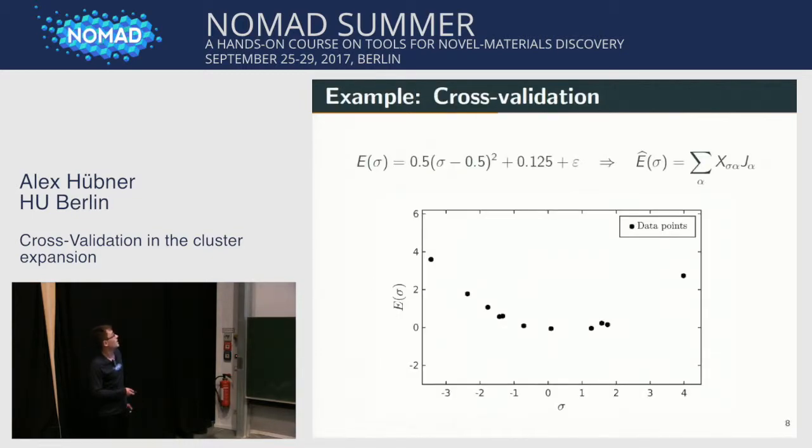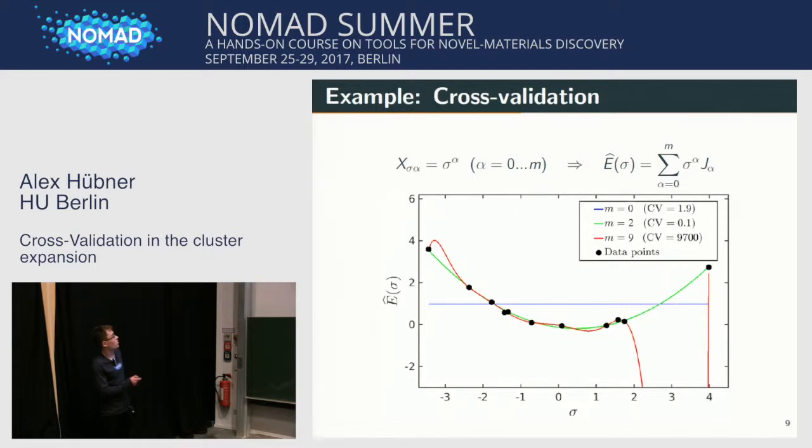To illustrate the meaning of the cross-validation, you can see here a toy model's energy over the configuration, where the energies are generated by a parabola plus a small noise. And now we introduce models to it. Here, a polynomial of 0th, one of 2nd, and one of 9th order. You can see that even though the polynomial of 9th order fits the data the best, the predictions remain questionable in a certain area. And using the cross-validation score, we can detect this.